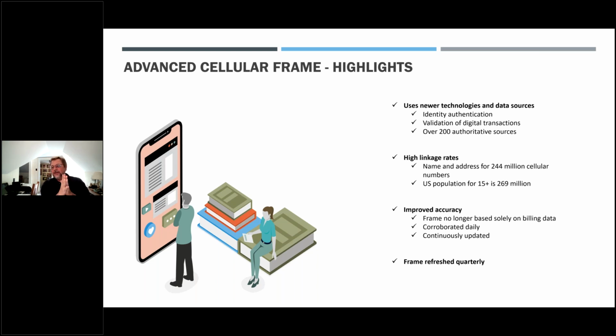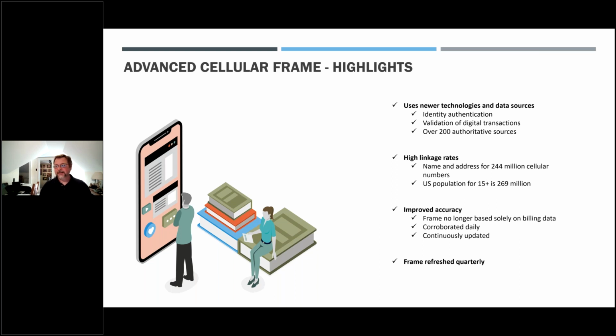Just to put it in perspective, the US population for people 15 and older is 269 million. People 15 and older are those who typically are going to have a cell phone. 244 is 90% of that figure. In terms of trying to measure the coverage, these are kind of loose numbers, but if you assumed everybody who was 15 and older had exactly one cell phone, then our coverage would be 90%.